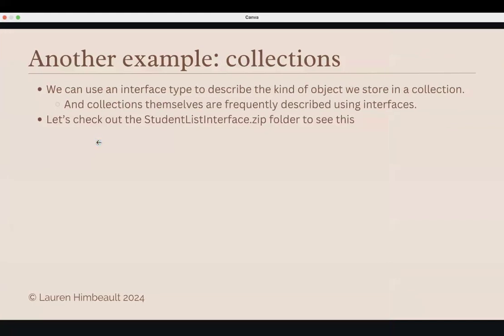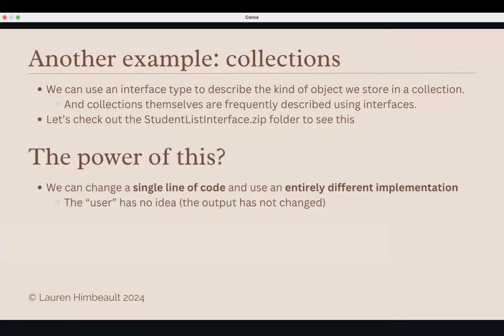So we've seen how we can use an interface type to describe the kind of object that we're going to store in some kind of a collection, like inside an array list, we just did that. And collections themselves are frequently used actually to describe interfaces.